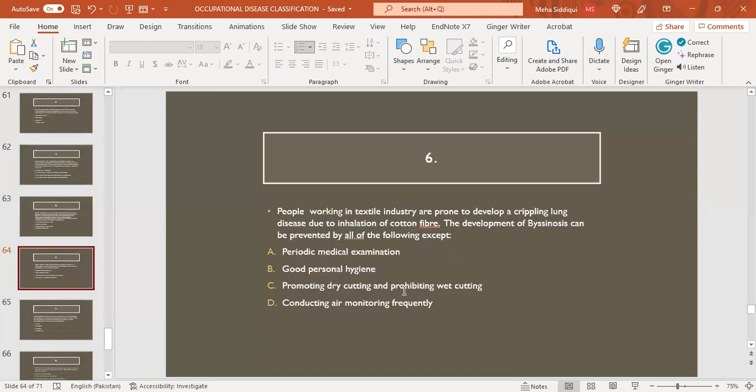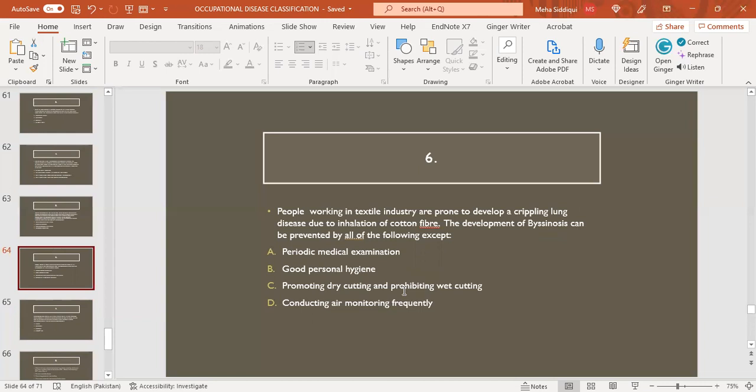MCQ number 6. People working in textile industry are prone to develop a crippling lung disease due to inhalation of cotton fiber. The development of byssinosis can be prevented by all of the following except: A. Periodic medical examination. B. Good personal hygiene. C. Promoting dry cutting and prohibiting wet cutting. D. Conducting air monitoring frequently.